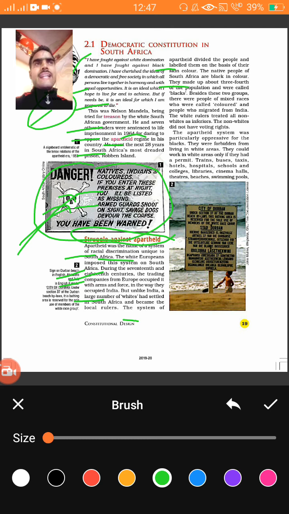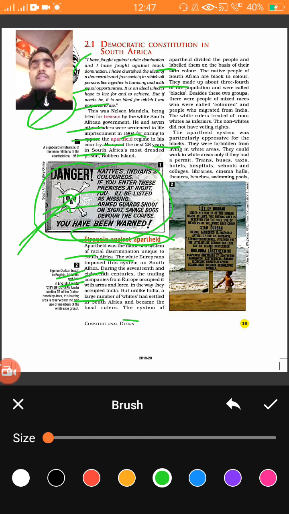Even in India, when you complete 18 years, you have the right to vote. But at that time in South Africa, non-white people had no right to vote. Now, the apartheid system was particularly oppressive to the blacks. Oppressive means when you are downgraded by anybody. They were forbidden. Forbidden means excluded from living in white areas. उनको white areas पे रहने भी नहीं देते थे.